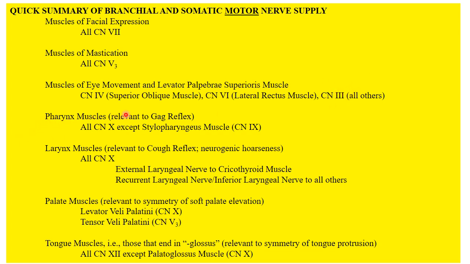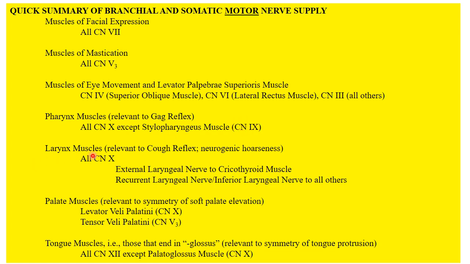Okay, pharynx muscles. This is relevant to the gag reflex. This is the efferent or motor limb of the gag reflex. We're talking about motor supply of the pharynx. It's all cranial nerve 10 with one exception: stylopharyngeus muscle, the one single solitary striated muscle that's supplied by cranial nerve 9.